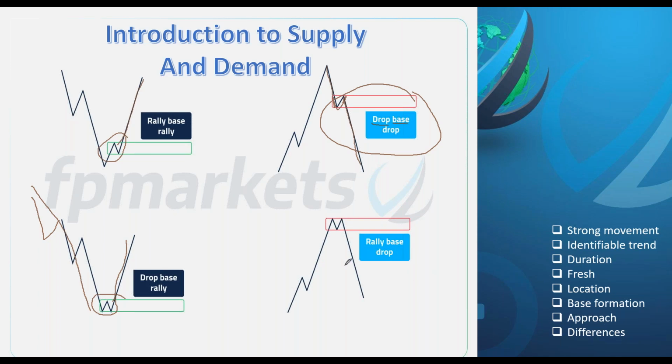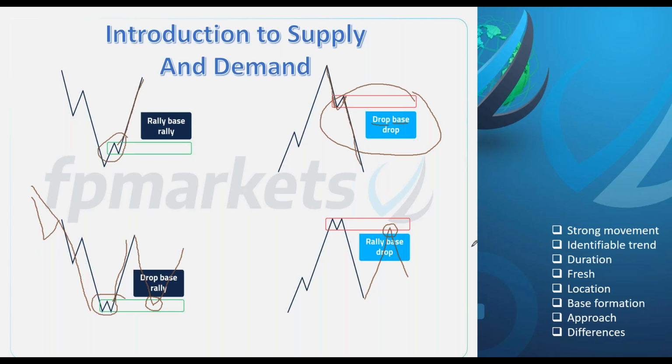This is typically a zone which buyers find attractive. I hope you can see that, guys. So once price, or if price returns to this area, this is an area buyers tend to find attractive. Okay, so look, a rally base drop is the same as a drop base rally, only it forms in reverse and represents a supply zone which sellers are attracted to if price returns to the area.